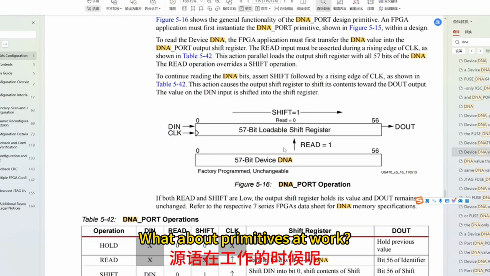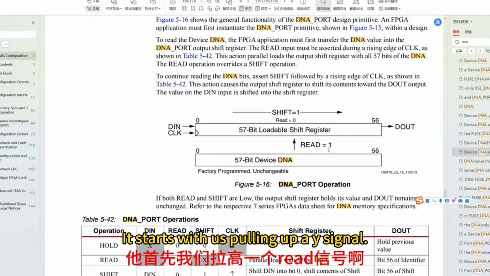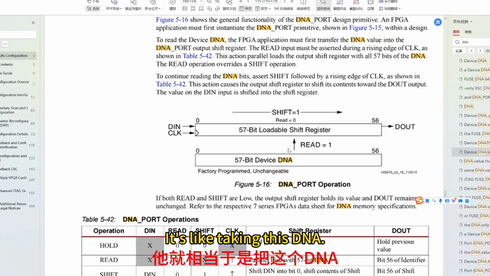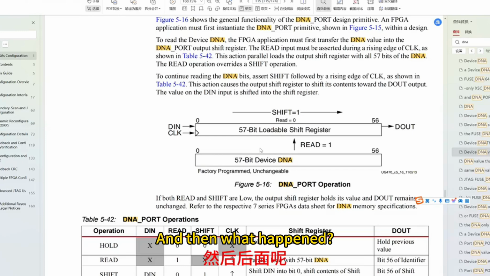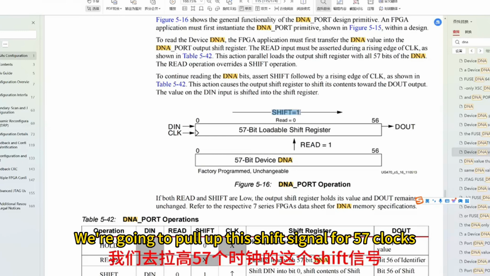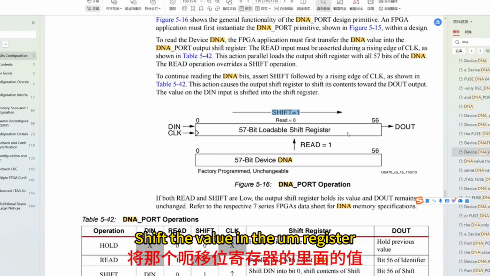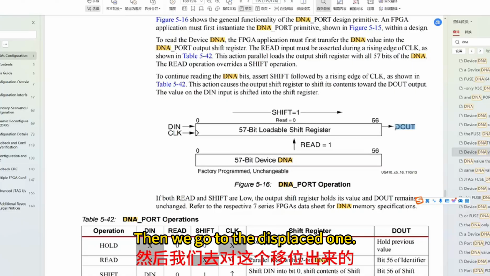How does the primitive work? It starts with us pulling up a read signal, which loads the DNA into the shift register. Then we pull up the shift signal for 57 clocks, shifting the value in the register out.